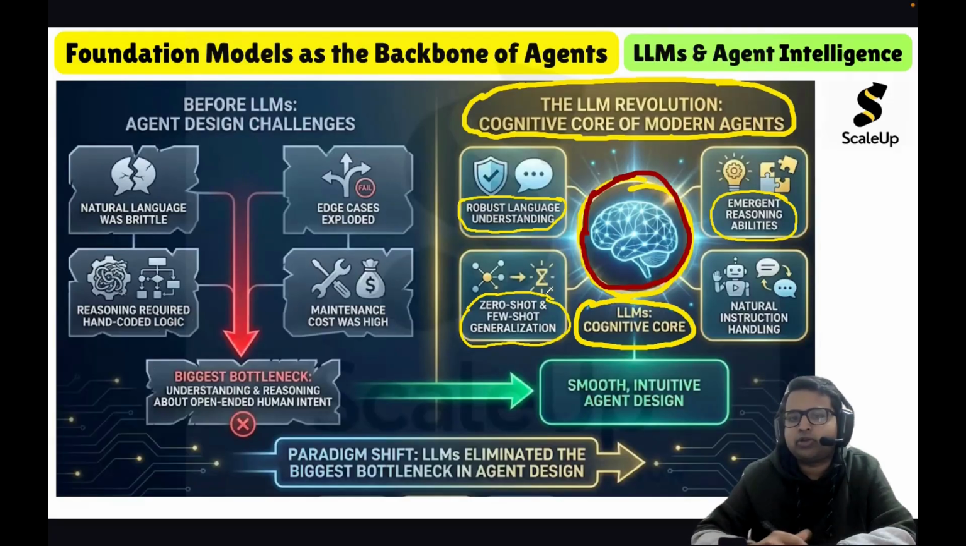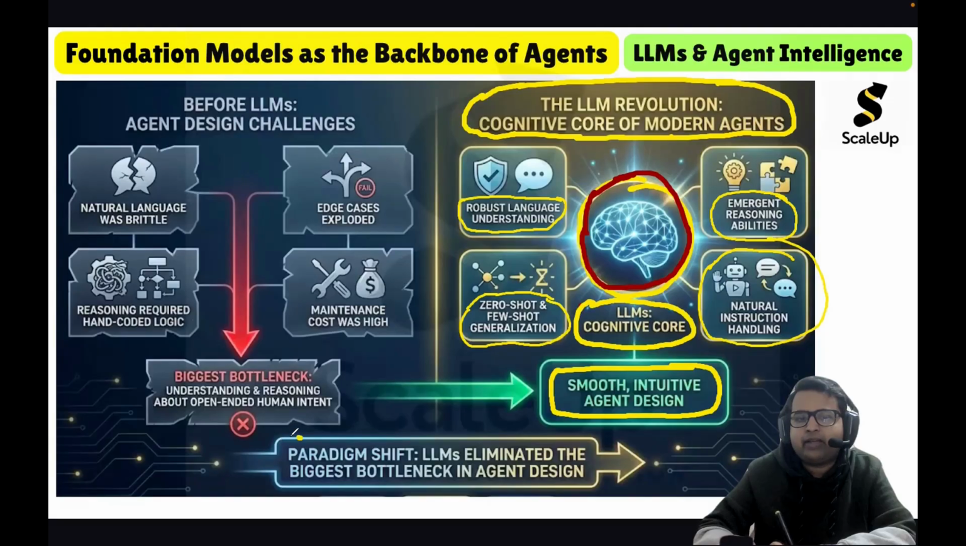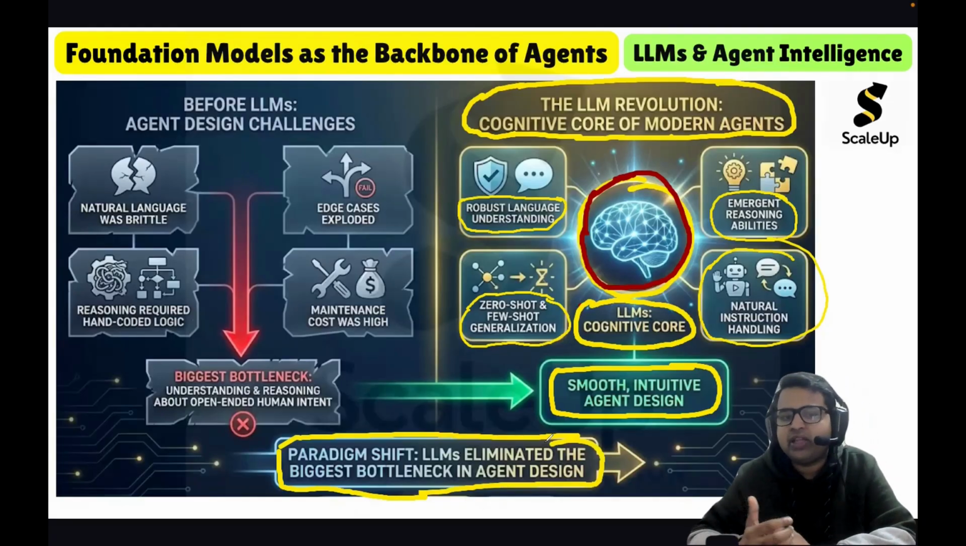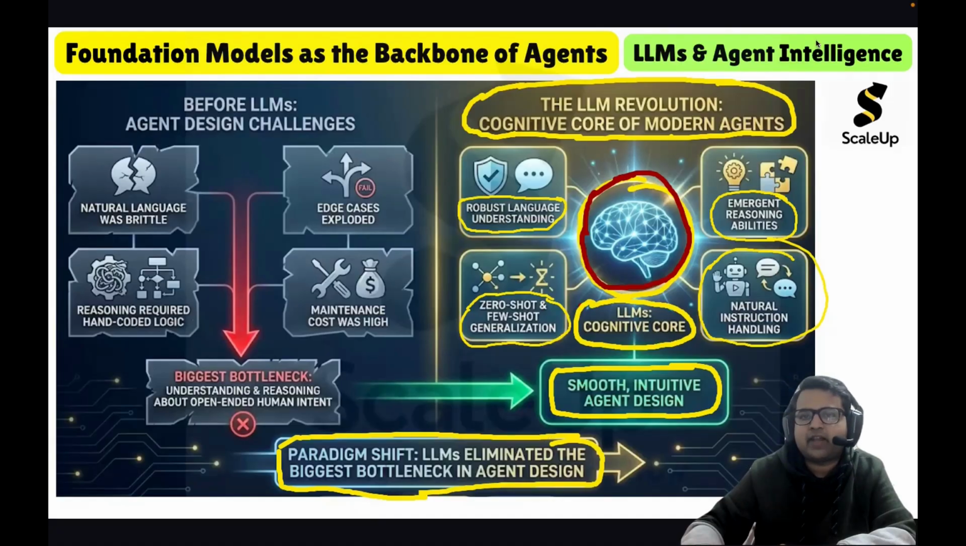So all that was possible because of large language models and natural language instruction handling. So large language models enabled smooth, intuitive agent design, and that is what we want. So we can see a paradigm shift. LLMs eliminated the biggest bottleneck in agent design, that is understanding and reasoning about open-ended human intent. Large language models can very easily understand and reason about open-ended human intent, and it enabled smooth, intuitive agent design. And hence, we are living in the era of agent intelligence.